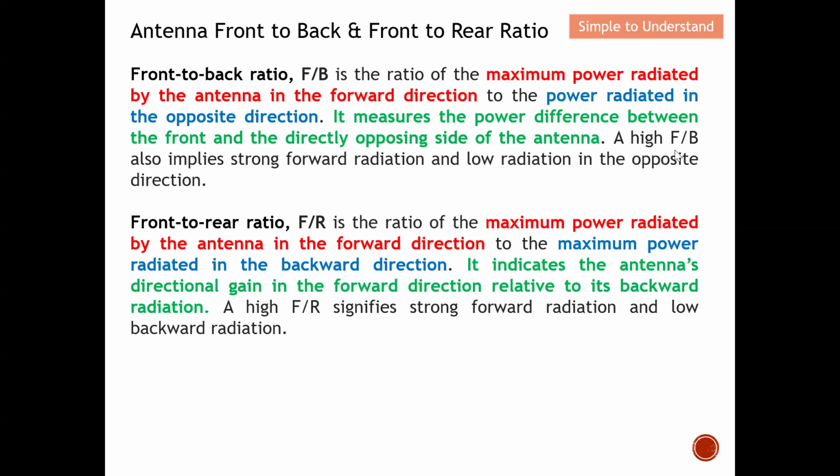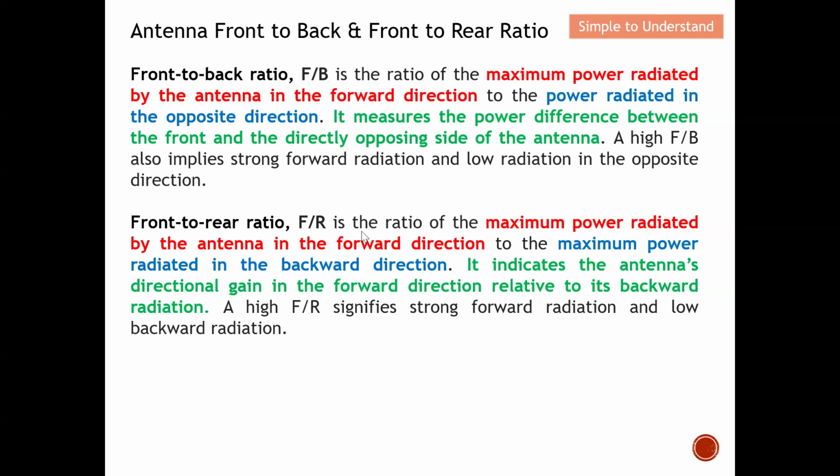A high front to back ratio implies strong forward radiation and low radiation in the opposite direction, which means that most of the EM wave propagates in the forward direction if you have a high front to back ratio. Now let's quickly come to front to rear ratio.